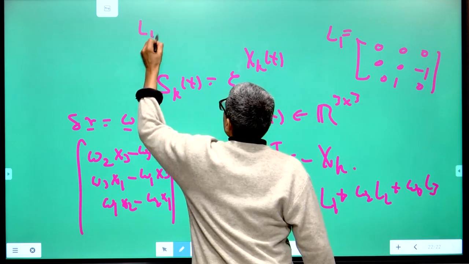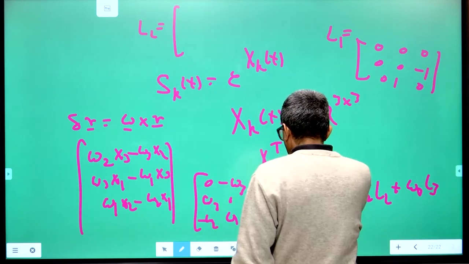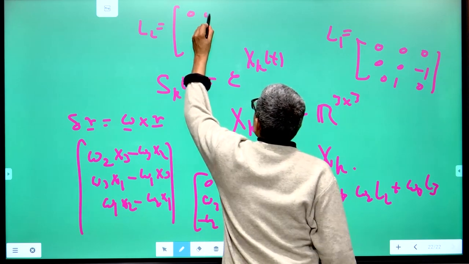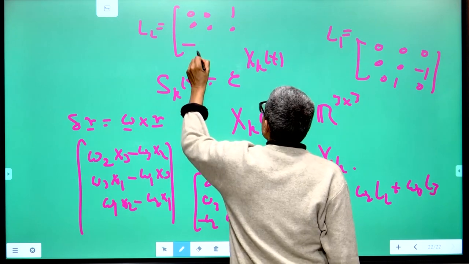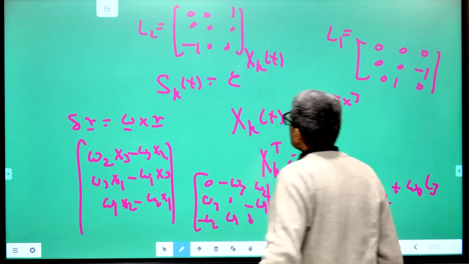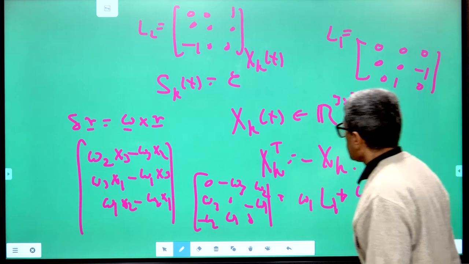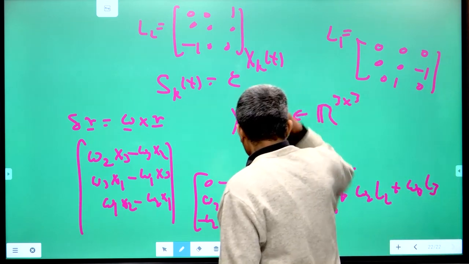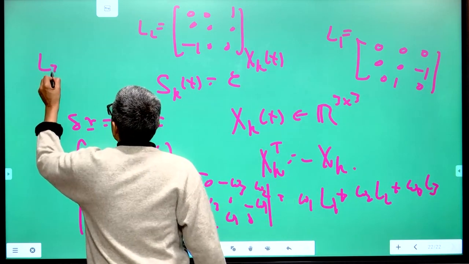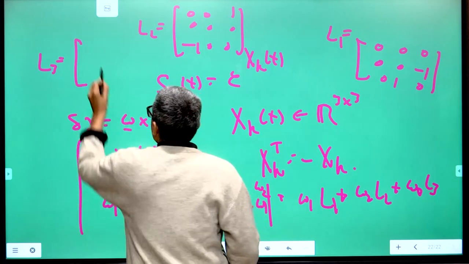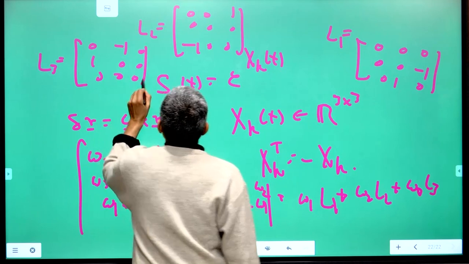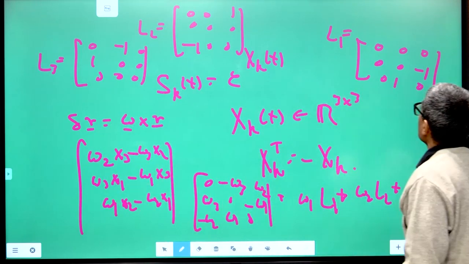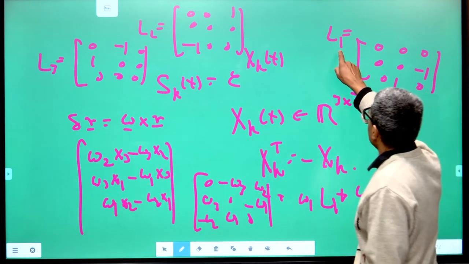And L2 is nothing but 0, 0, 1, then 0, 0, 0, then minus 1, 0, 0. This forms a basis for the Lie algebra of 3 cross 3 skew symmetric matrices, and L3 is the coefficient of omega 3, namely 0, minus 1, 0, 1, 0, 0, 0, 0, 0. So any 3 cross 3 skew symmetric matrix can be represented as a linear combination of L1, L2, L3.